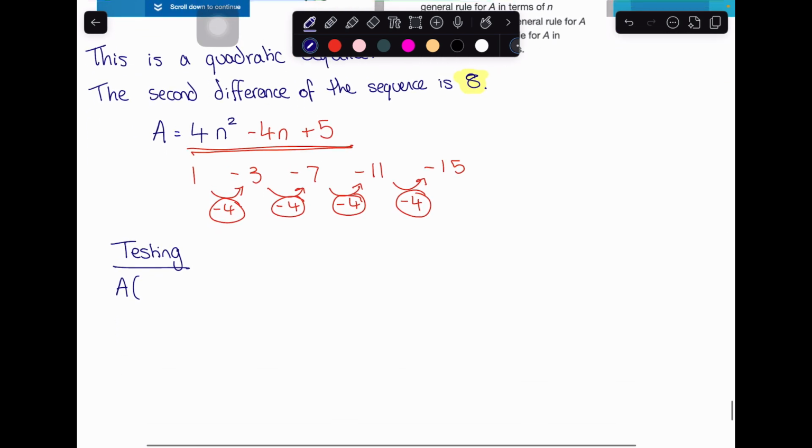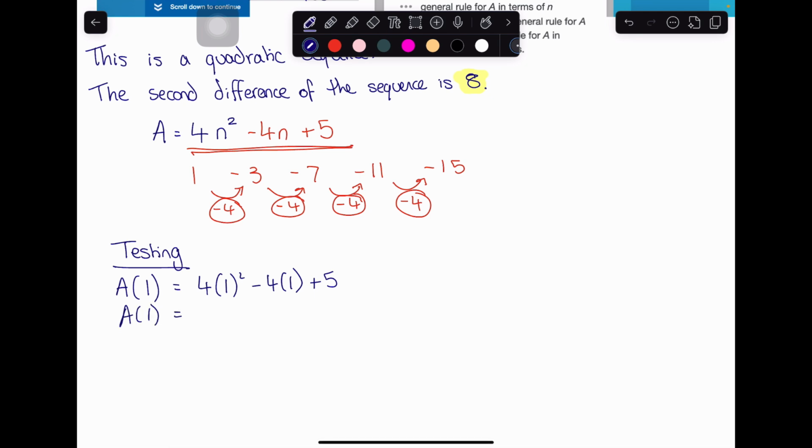Okay, so a of 1 is equal to 4 lots of 1 squared, 4 times 1 squared, minus 4 times 1 plus 5. So this would be equal to 4 minus 4 plus 5, which is equal to 5. Okay, then you want to say matches value in the table.